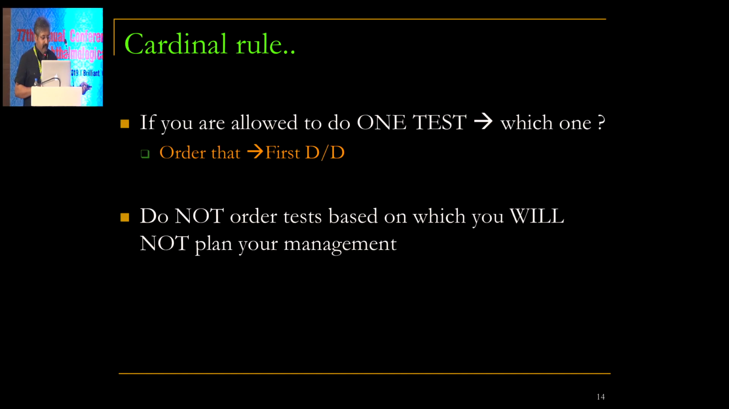This patient, see, a cardinal rule in any uveitic condition is, if you are allowed to do one test, which one will you do? Order that as the first test. You should always think that you're not allowed to do packages, vasculitis package or uveitis package and so many things. If you're allowed to do one test, which will you do? So that will be the first differential diagnosis.